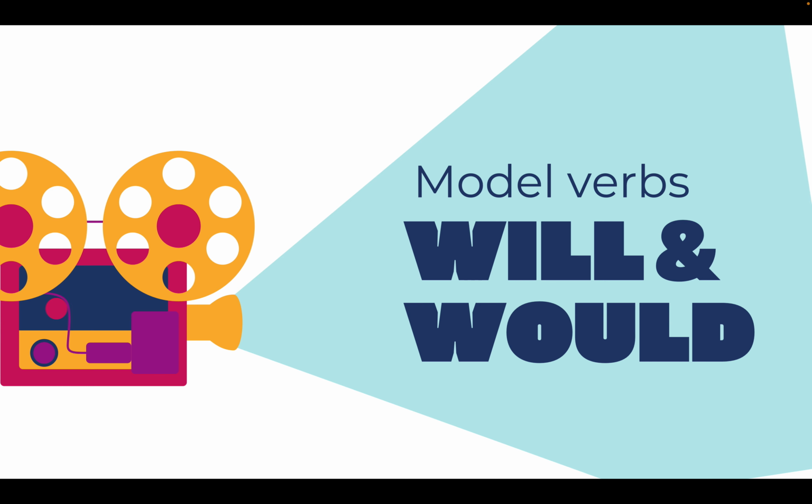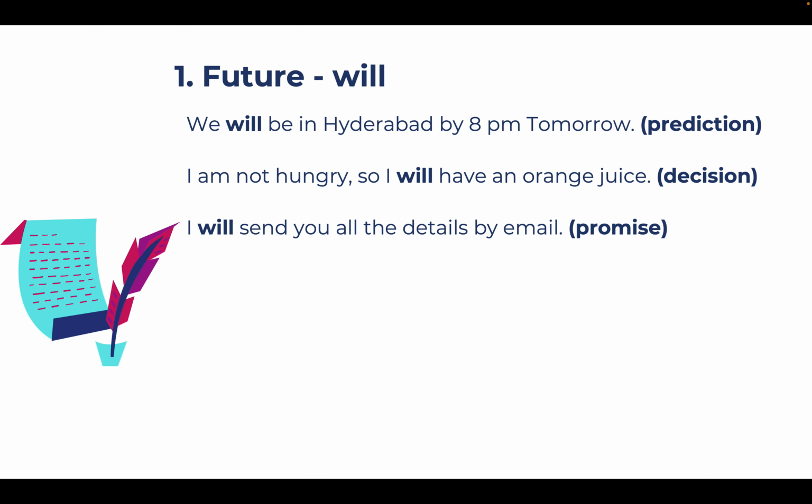These are part of modal verbs. So let me explain when we use them. The first scenario is future actions: we use will. For example, we will be in Hyderabad by 8 p.m. tomorrow. So it is like a prediction of what we are going to do in the future.